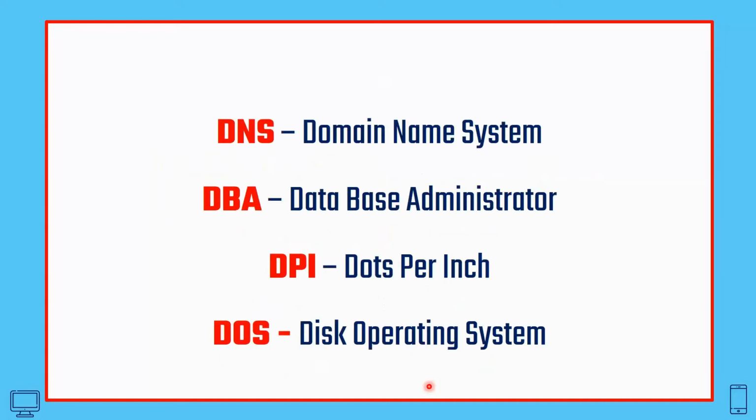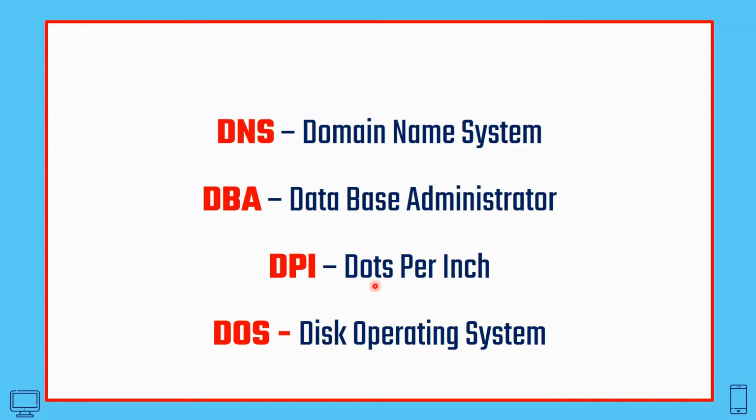And next, DNS, Domain Name System. DNS is how domain names are translated into IP addresses, and DNS also controls email. DNS is a phone book of the internet. And next, DBA, Database Administrator. DBA is a specialized computer systems administrator who maintains a successful database.